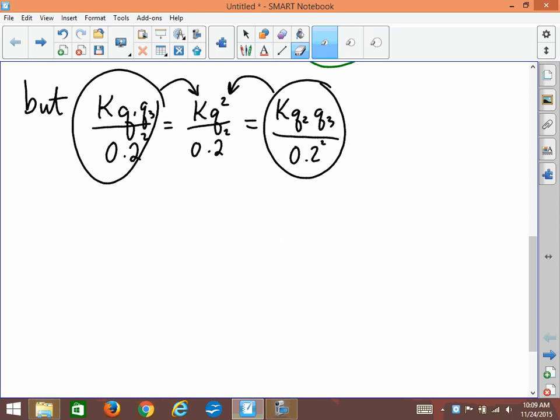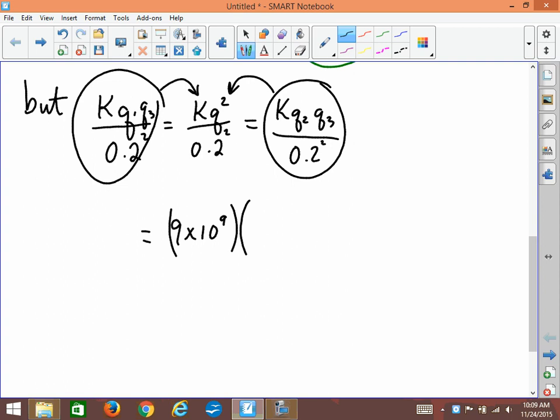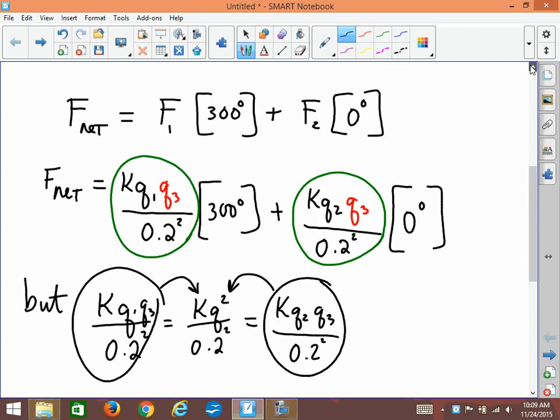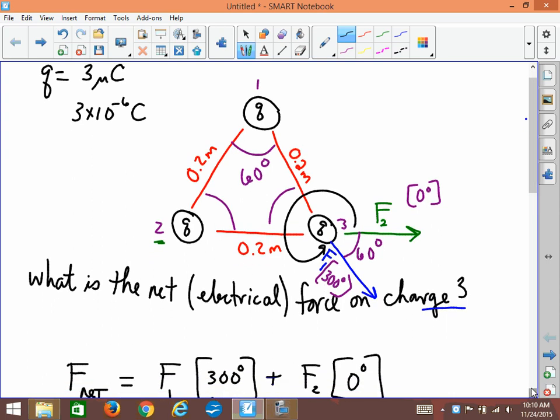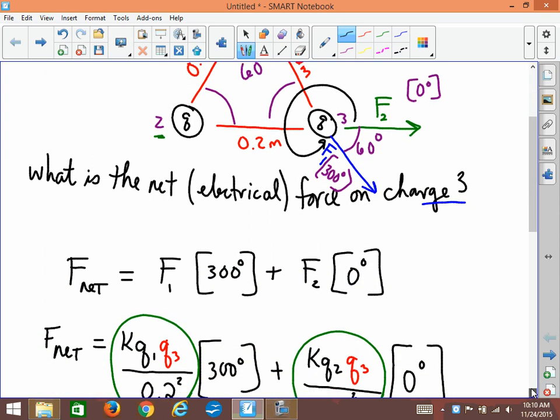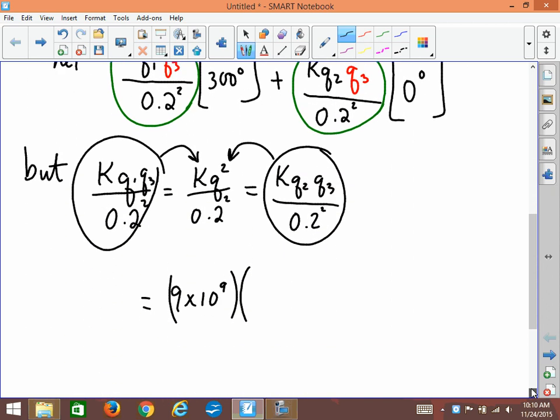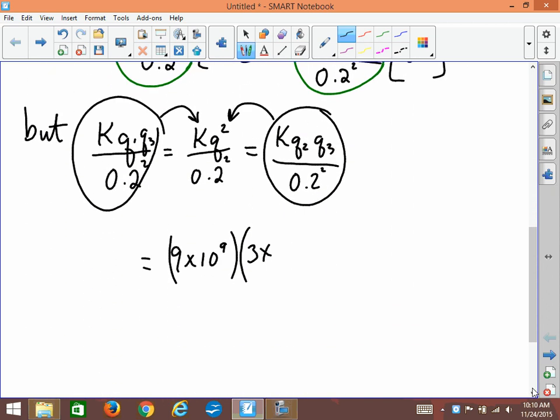So that would be equal to 9 times 10 to the 9 multiplied by the value of the charge. And if we go right back up to the beginning, I believe it was 3 microcoulombs, was it not? There it is up in the top right corner, 3 times 10 to the negative 6. So that's the number we'll use. There are two Q's multiplied by each other, so we'll square it, and then we'll put the 0.2 squared on the bottom. And then we'll just work out this number, which is telling us the magnitude of the force.